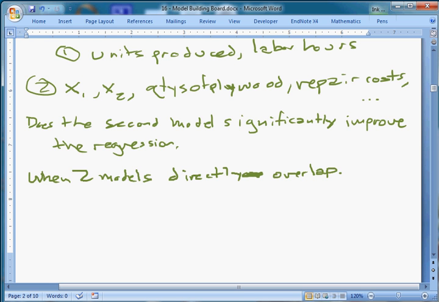So what do we have? Well, we have two models. One contains, say, Q regressors. That's the smaller model. Call this reduced.